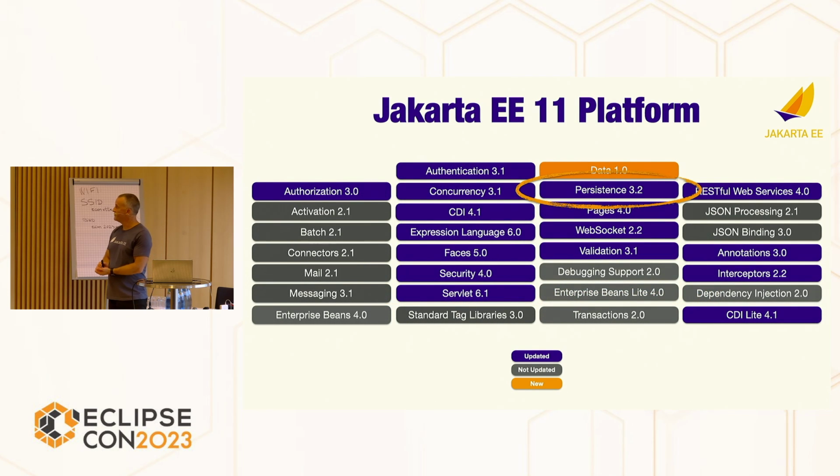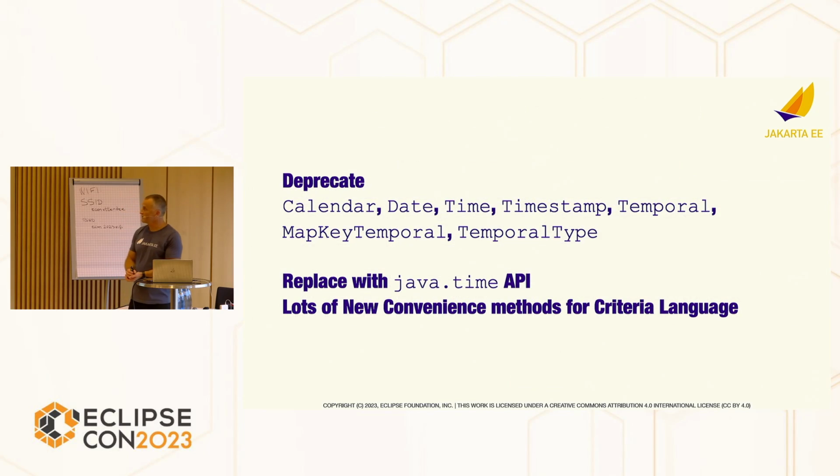And Persistence 3.2 is doing a bunch of stuff, so I couldn't fit everything here. But this is probably the most controversial thing they're doing: deprecating the old Calendar, Date and Time stuff, and replacing it with the Java Time API. I don't know if they actually settled on this and agreed on it. It's certainly been discussed, and that is probably a very breaking change if we go to 3.2. Yeah, so Java Time is coming there.